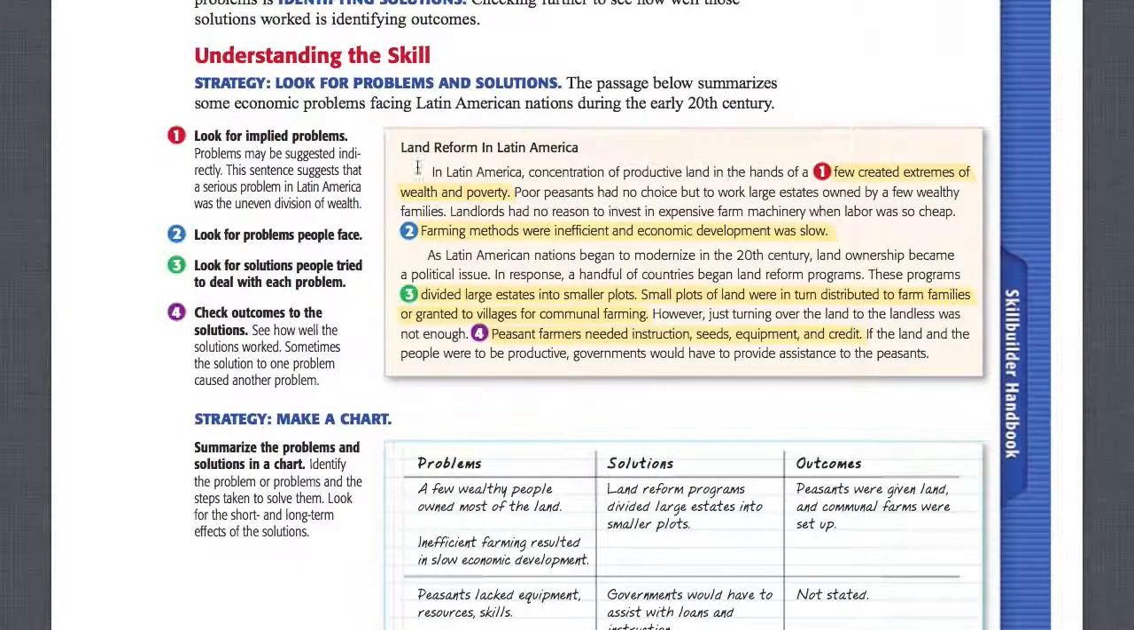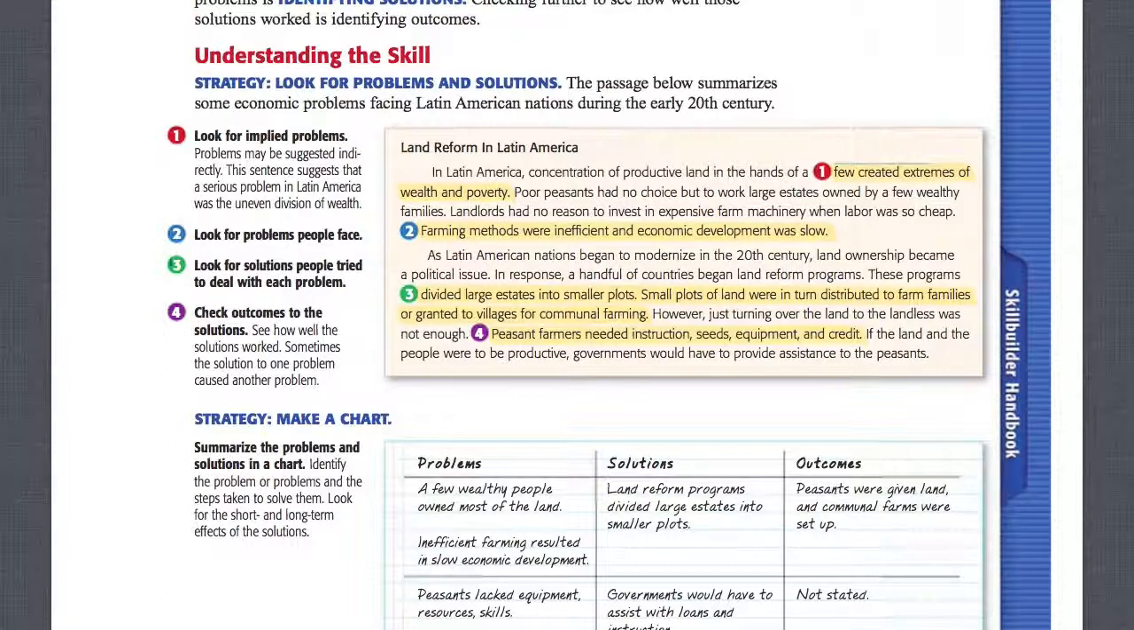So you have this little paragraph called the land reform in Latin America. Okay, first thing is look for implied problems. That means problems may be suggested indirectly. This sentence suggests that a serious problem in Latin America was the uneven division of wealth. You can see here, wealth creating an extension of wealth poverty. That's really indirect, but it's the problem. Second of all, we should look at the problems people face. Farming methods were inefficient, and economic development was slow.